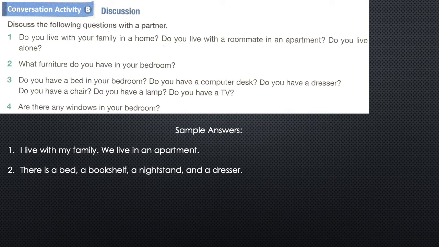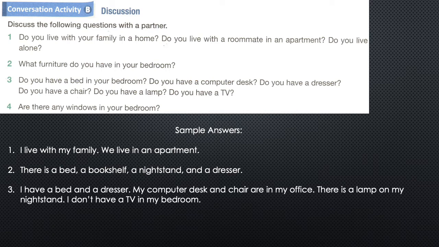Oh, that's kind of tricky there. There are several questions in number 3. So let's take a look and see what I have. So I do have a bed and a dresser. I already mentioned that. I have a computer, desk, and chair, but those are not in my bedroom. They are in my office or study. And there is a lamp on my nightstand. I do not have a TV in my bedroom.